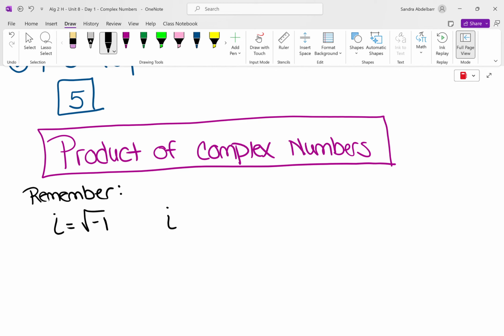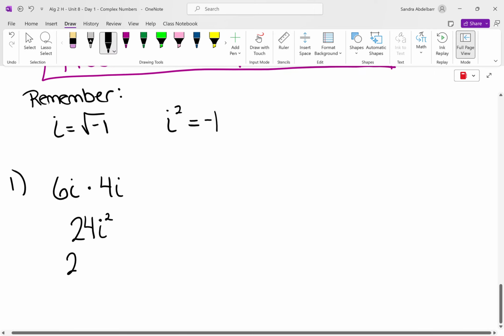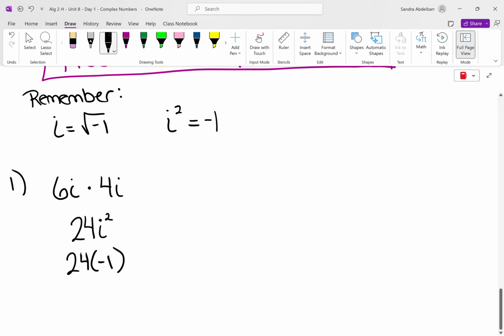So let's remember, i is the root of negative 1. What is i squared? Negative 1, yes, it's negative 1. So when I have 6i times 4i, we are going to get 24i squared. But what's i squared? Negative 1. So this is really 24 times negative 1, which is negative 24.